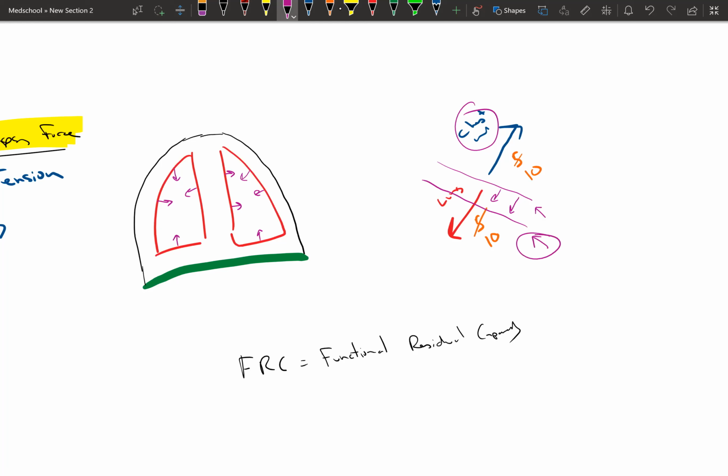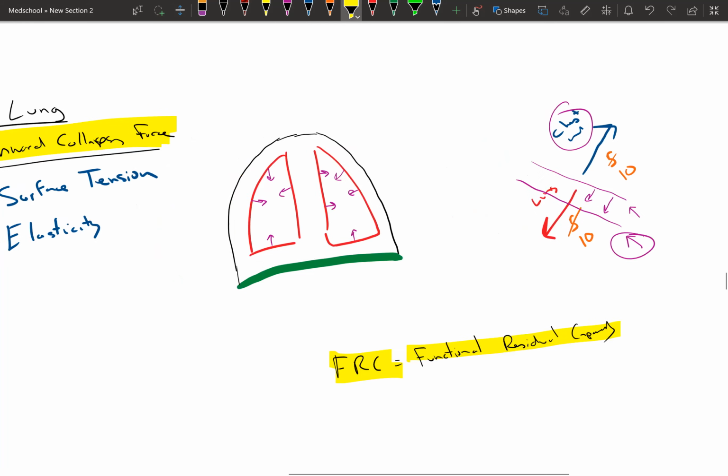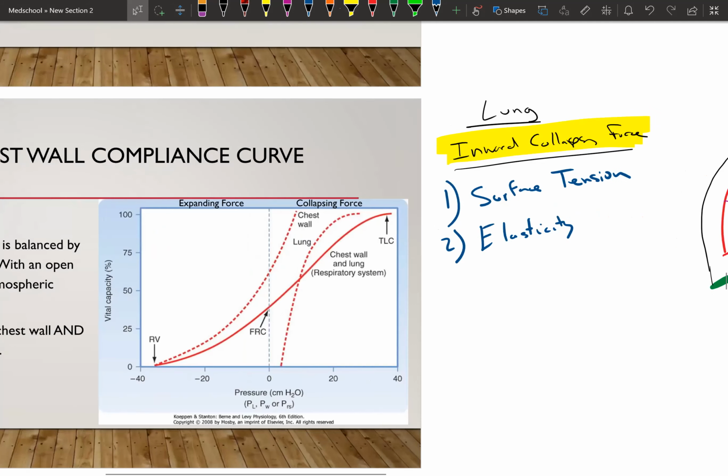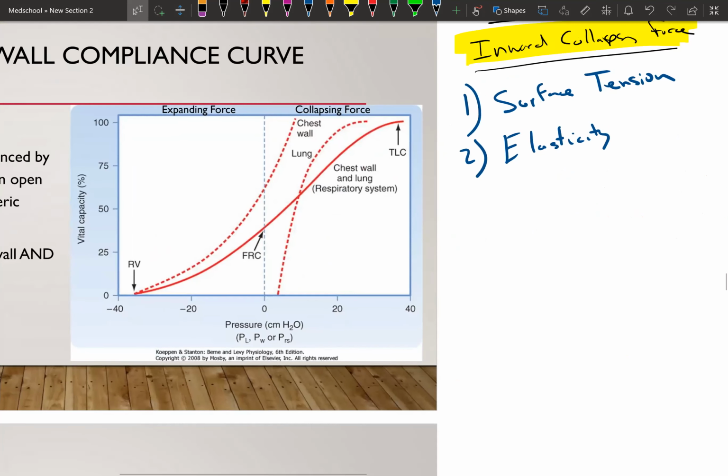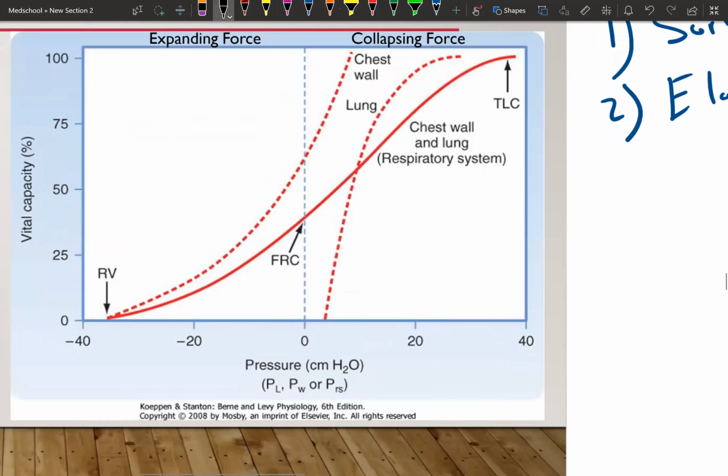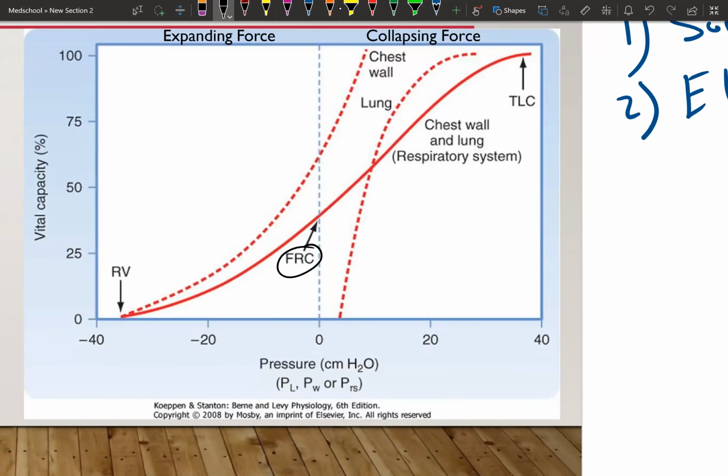Okay, so that's concept number 1: FRC stands for functional residual capacity, but in reality, it's where the inward recoil of the lung is balanced, equal and opposite, to the outward recoil of the chest wall. Okay, that's at functional residual capacity. And we breathe from FRC, right? So we breathe from FRC. Let me grab a black marker right here. There we go. So we've got FRC right here.